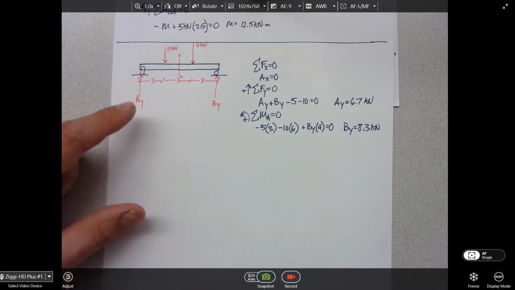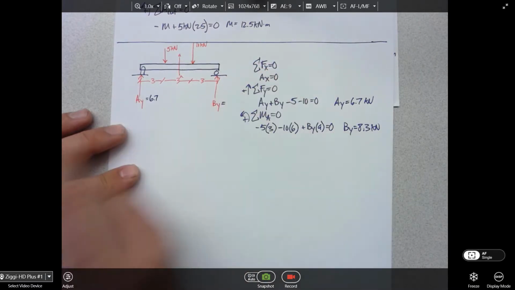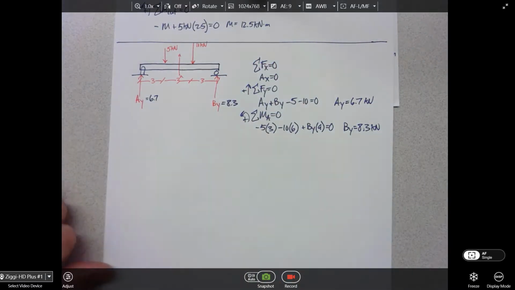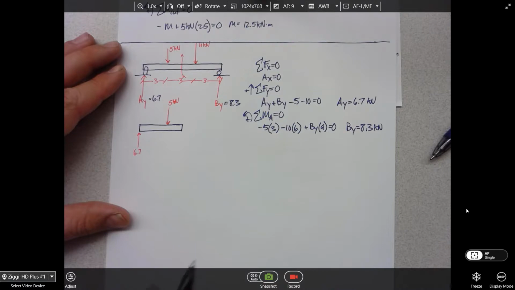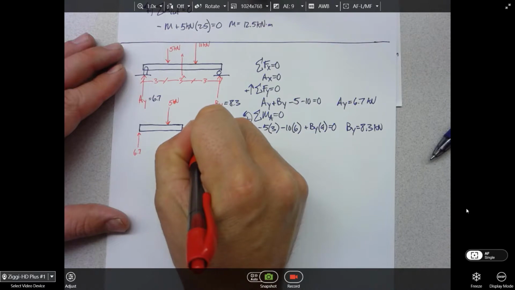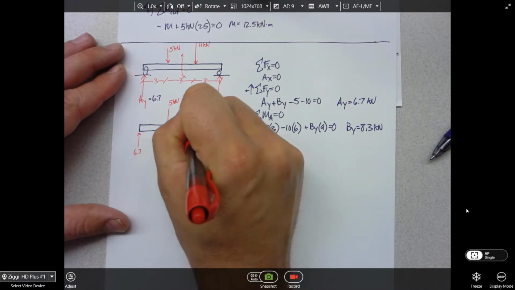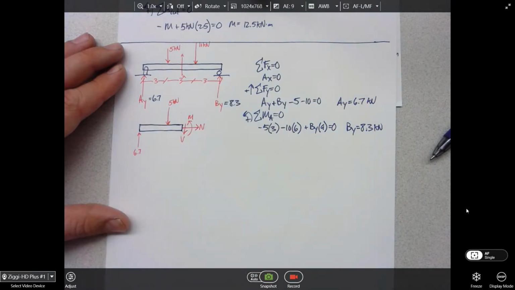Okay. So now that we know that, AY is 6.7, BY is 8.3. Why don't you go ahead and section it and draw the free body diagram. Okay, and then we'll check back. Hopefully you get a free body diagram that looks something about like that, right?